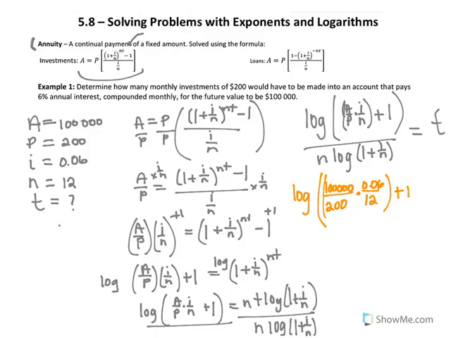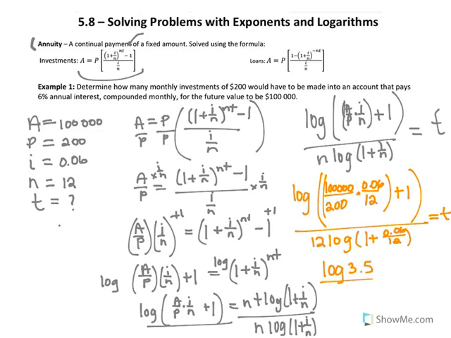And then you're going to add 1, divided by n, so 12 log 1 plus 0.06 divided by 12. And you can simplify if you want to, but you should also be able to just type this into your calculator. If you type all of that in, you should actually get 3.5. It simplifies to be 3.5, so that works out really nice.